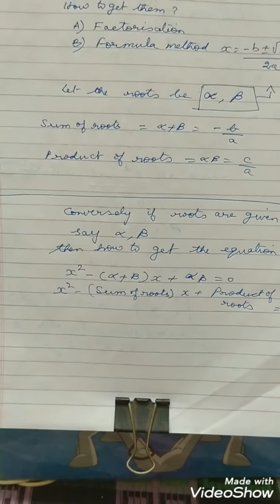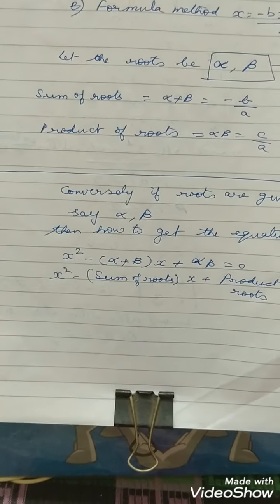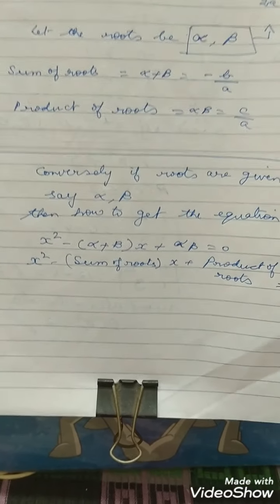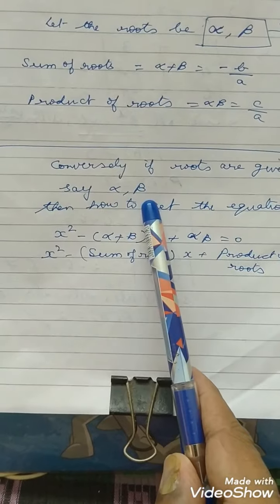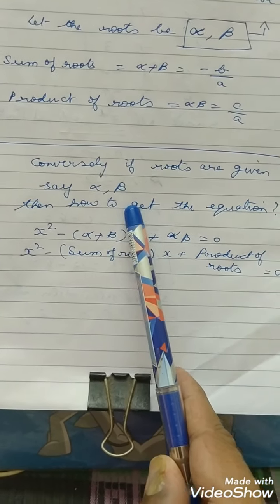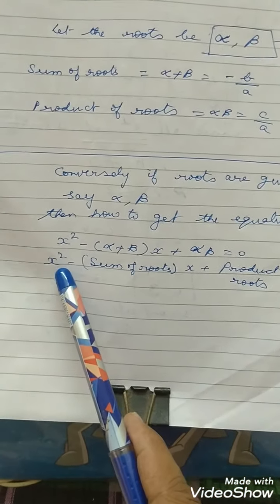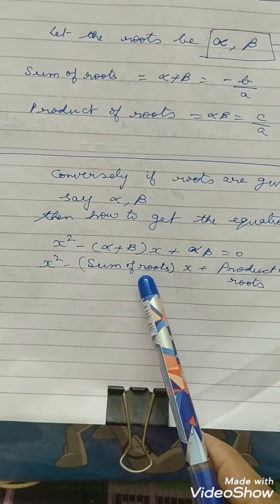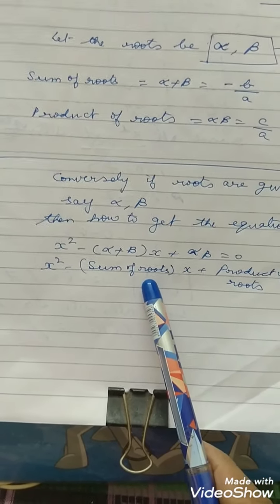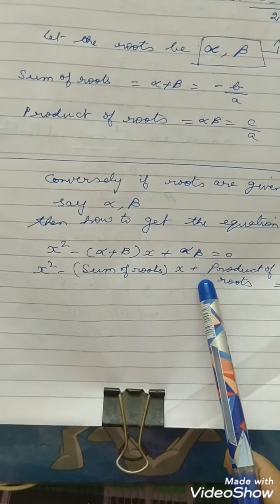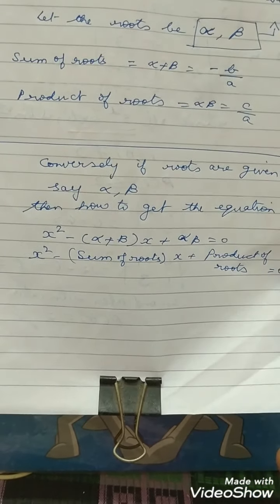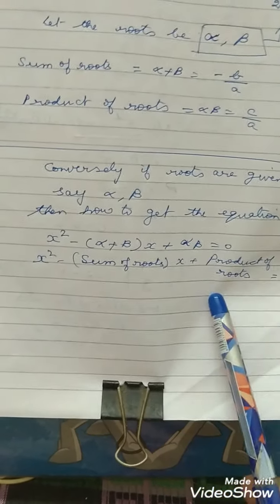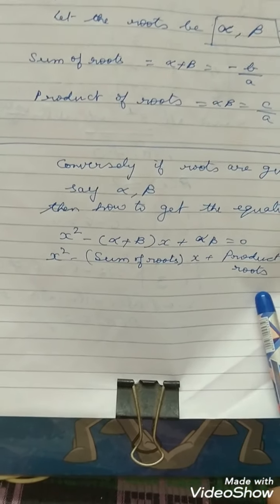So let's try to wind up. If you're given two roots, let's say they're going to be 2 and 3, how do you get the equation? Simple. X squared minus the sum of those two roots, that is 2 plus 3, 5x, plus the product of the roots. What is 2 into 3? 6, is equal to 0. That's it. That's the way you get the equation.